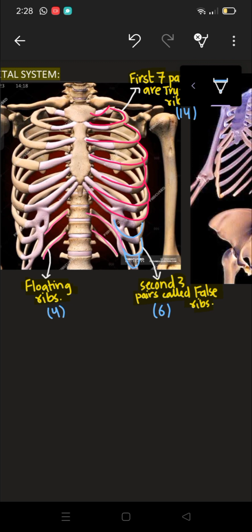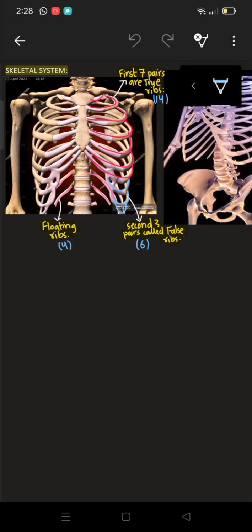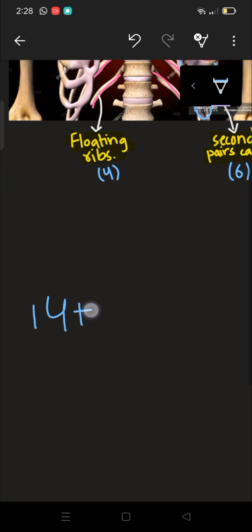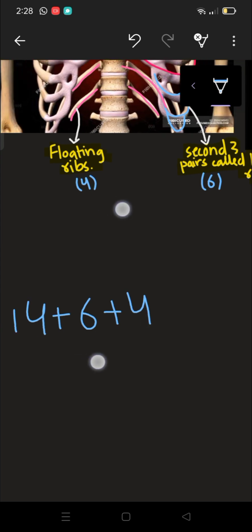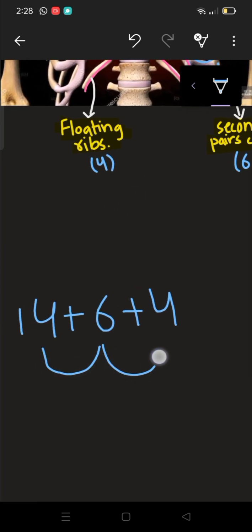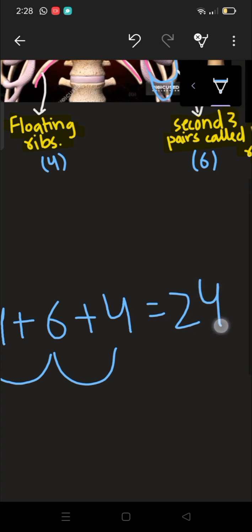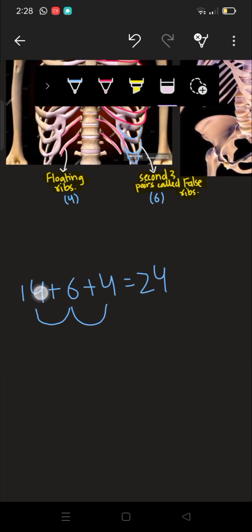If I talk about pairs, the first 7 pairs of ribs are known as true ribs, the 3 pairs after the first 7 are known as false ribs, and the last pairs are known as floating ribs, as I have written there as well. So you can count this: 14 are the true ribs, 6 are the false ribs, and 4 are the floating ribs. 14 plus 6 is 20, and 20 plus 4 gives us 24. As I initially said, we have 24 ribs. So we have counted that as well.